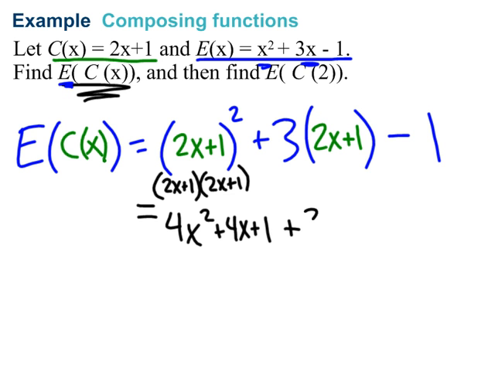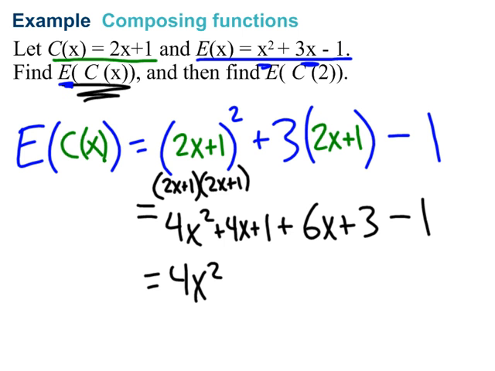Distribute the 3. Oops. I said to myself, distribute the 3 and get 6x plus 3 minus 1. Go ahead and combine our like terms. We get 4x squared plus 10x. 1 plus 3 minus 1 gives us plus 3. And that would be e of c of x.